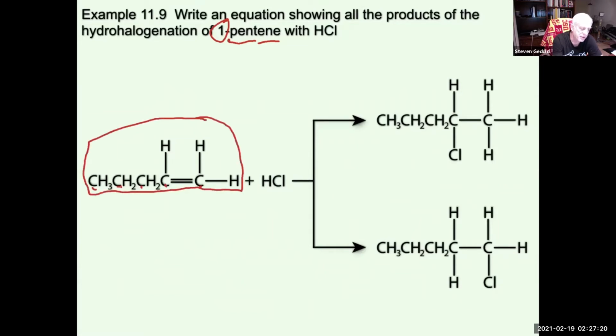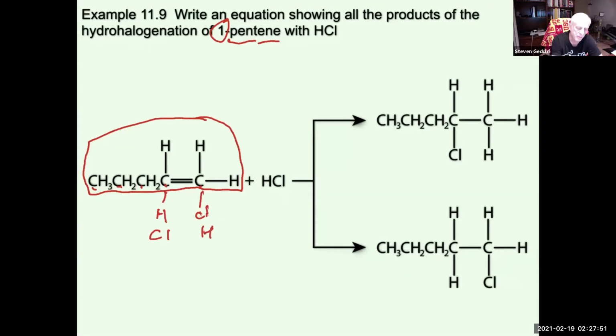Is this product symmetrical or asymmetrical? Asymmetrical. Right, it's asymmetrical, right? It's not the same on both sides of the carbon of the double bond. So that way it's not symmetrical. You're going to have 2 different products. Okay. HCl, one of them, the hydrogen is going to go here and the Cl is going to go here. The other one, the Cl is going to go here and the H is going to go here. We just switch it.